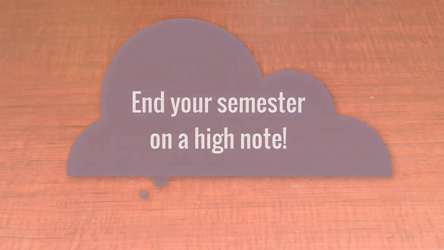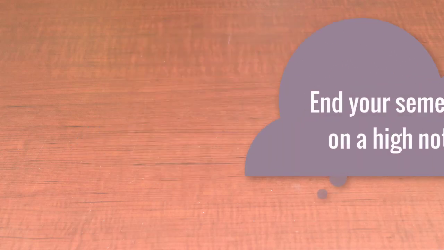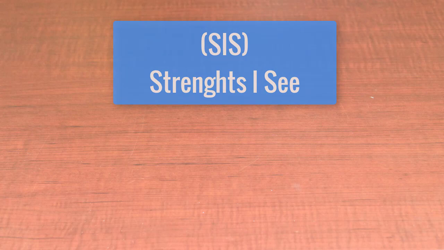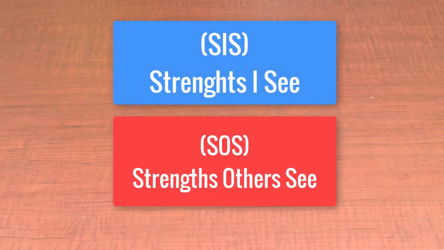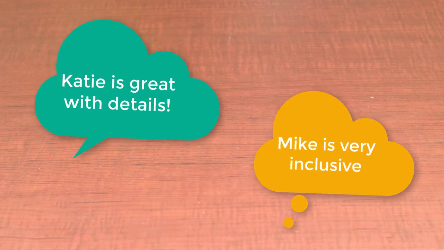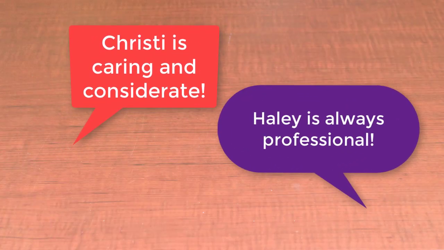A great way to close out the semester is to have your class participate in a closing activity that leaves them on a high note from their experience. Today, we're going to do an activity known as SIS SOS. SIS SOS are acronyms for Strengths I See and Strengths Others See. The goal of this activity is to get students to reflect on the positive things that they admire or respect about each of their classmates.